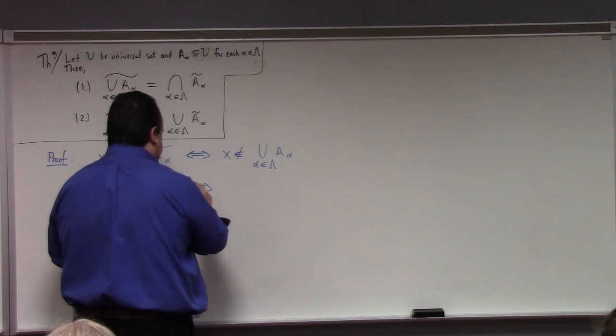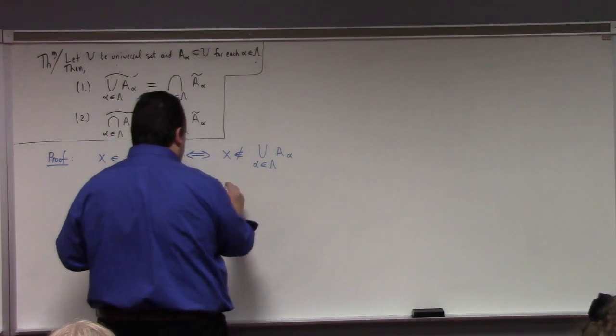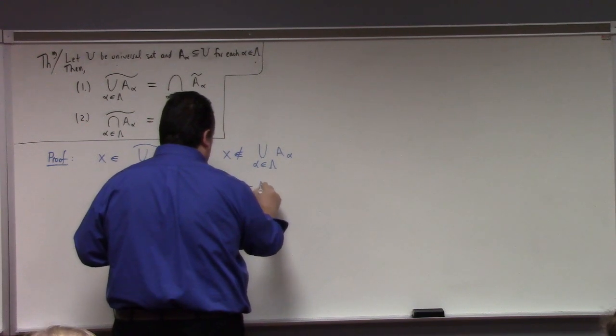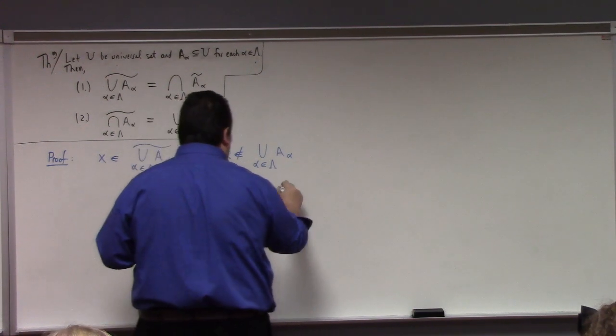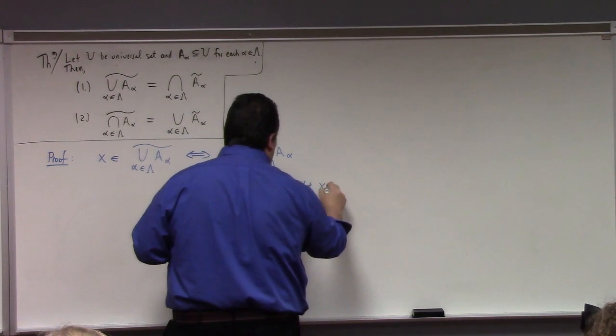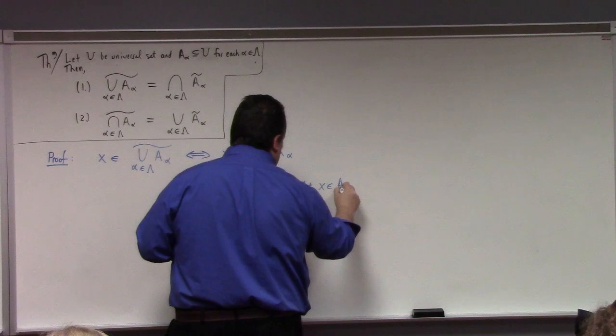But this is true if and only if there does not exist alpha in the index set lambda such that x is an element of A sub alpha.